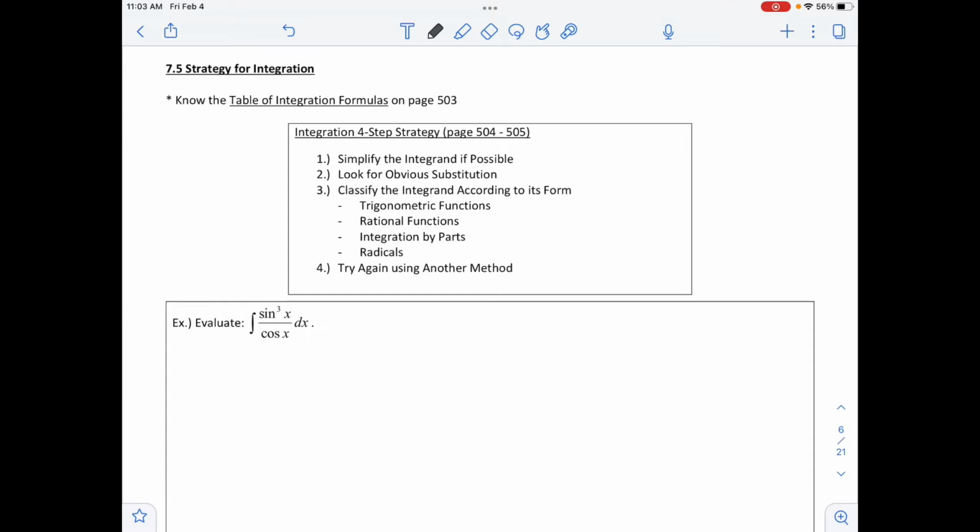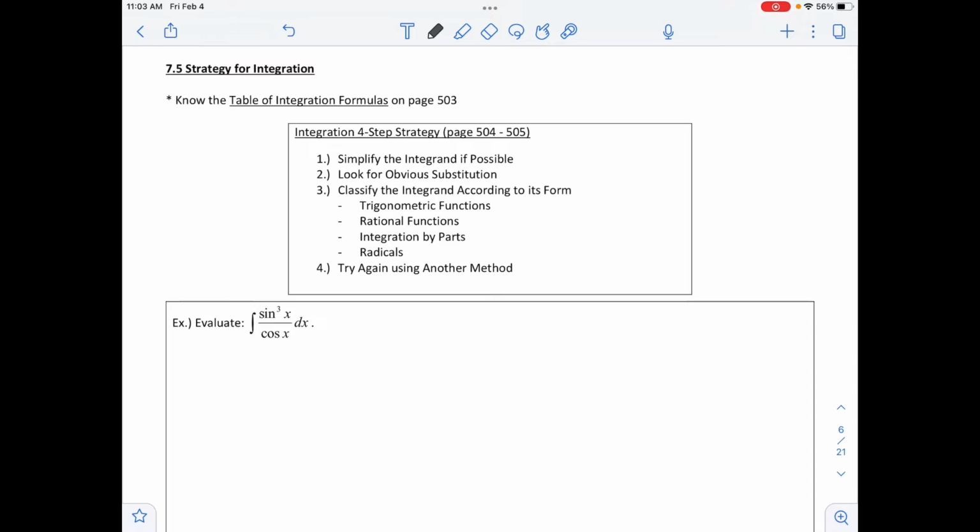We are in section 7.5, Strategies for Integration. This section summarizes what we've learned over the past few sections in this course, and also what we've discussed in Calculus 1 with integration techniques. The first thing says, know the table of integration formulas on page 503. Something to look at and make a reference for.